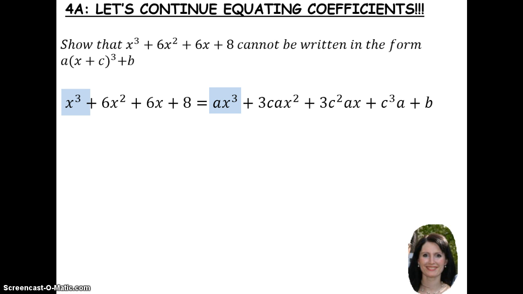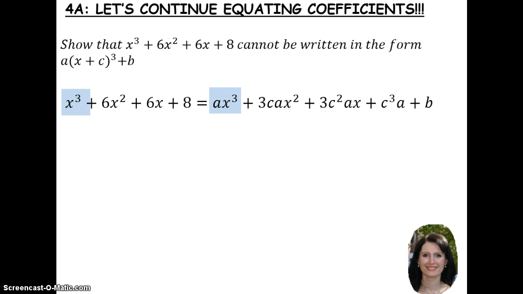Let's move on. In this example, they're asking us to show that x cubed plus 6x squared plus 6x plus 8 cannot be written in the form a(x plus c) cubed plus b. Let's think about how we could do that. So for a start, I'm going to expand on the right. So I'm going to actually equate x cubed plus 6x squared plus 6x plus 8 to a(x plus c) cubed plus b. Expanding that, we get ax cubed plus 3cax squared plus 3c squared ax plus c cubed a plus b.